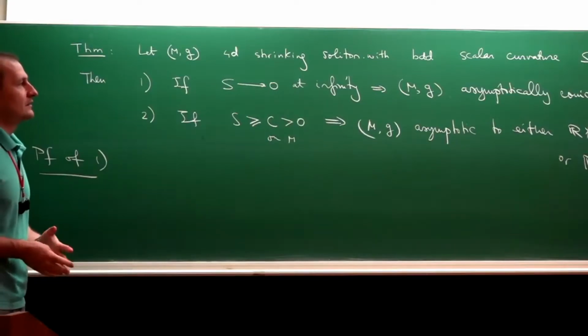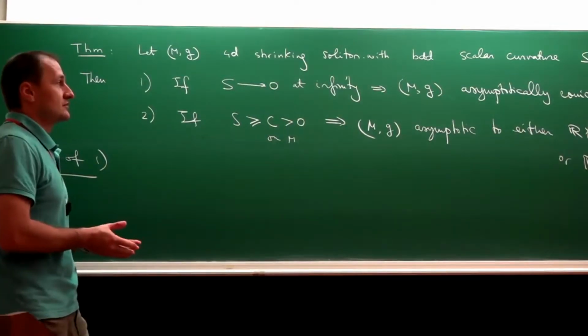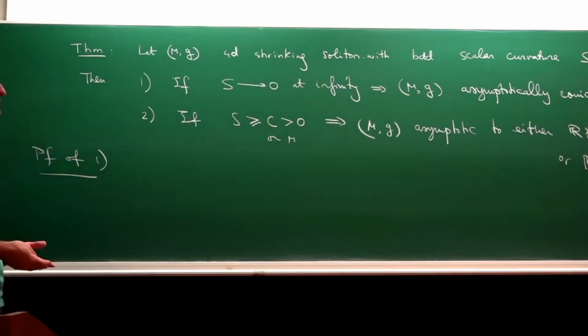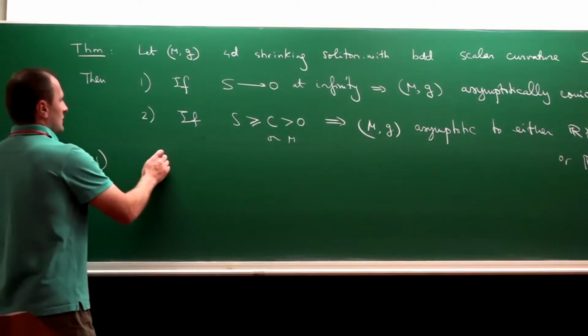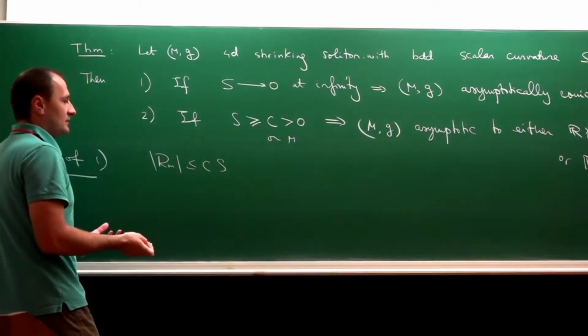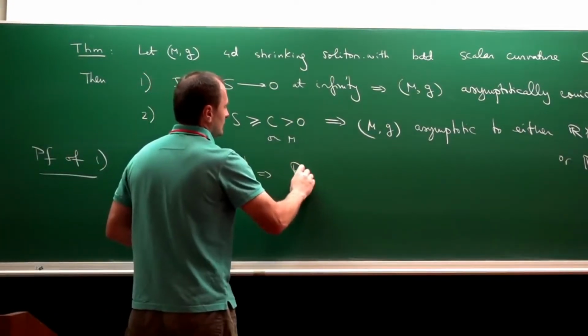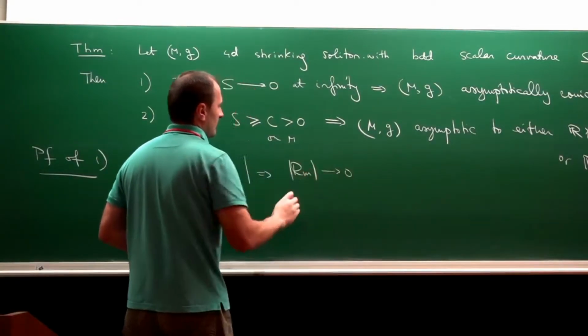The idea is that you want to prove curvature goes to 0 very fast. So you only know scalar curvature goes to 0. You want to prove much better than that. So we know from last time that the curvature is bounded by scalar curvature. So therefore, if this goes to 0, then the curvature itself goes to 0.